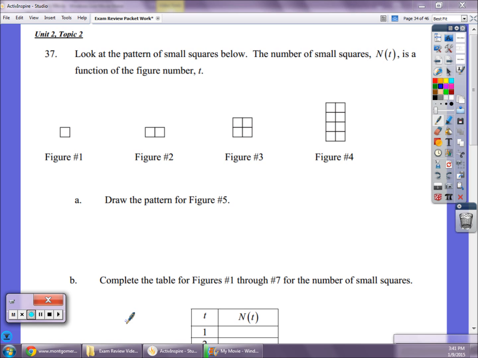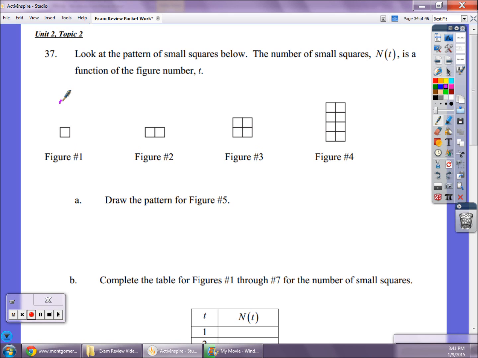We're going to be looking at Unit 2, Topic 2, Question 37. Look at the pattern of small squares below. The number of small squares, n of t, is a function of the figure number t. So they show us a pattern here, and we're talking about the number of small squares.